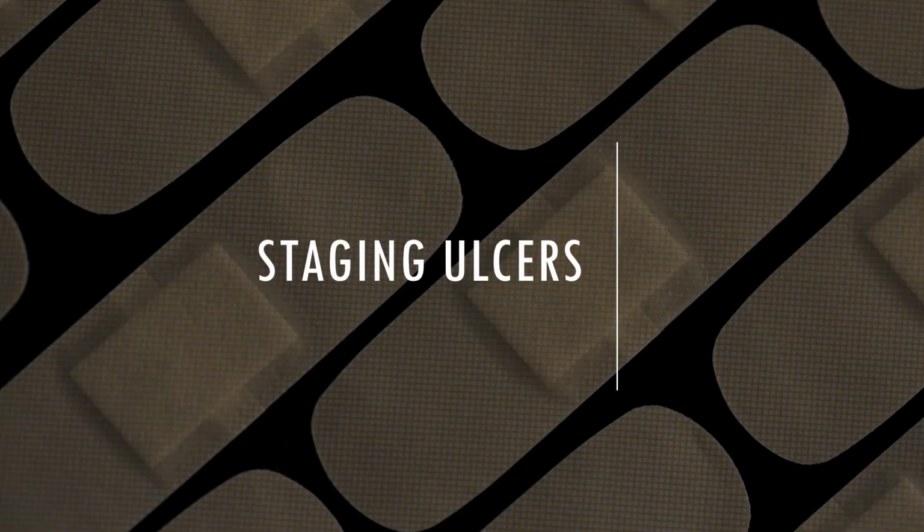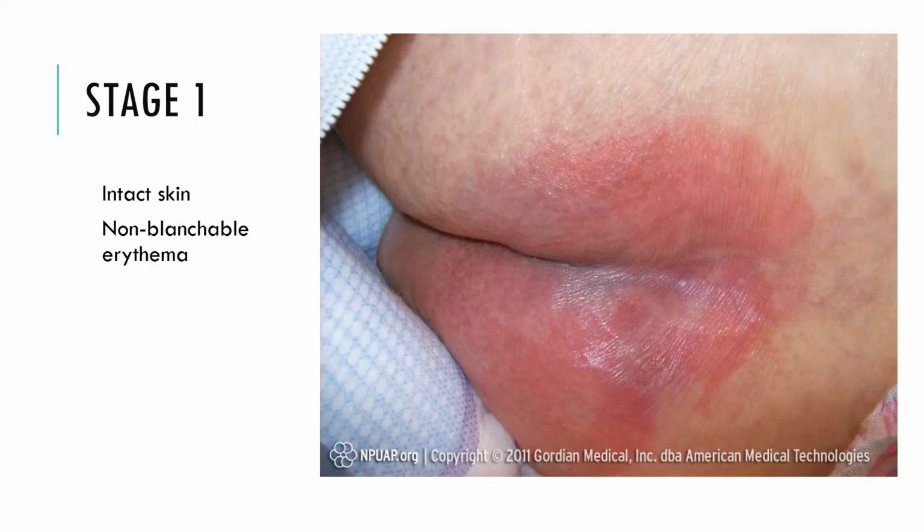Next, we're going to talk about staging the ulcers. Staging ulcers provides a baseline against which a patient's plan of care can be evaluated. They can range from mild reddening of the skin to severely damaged tissue, and sometimes infection that extends into muscle and bone. Pressure injuries are usually divided into 4 stages. Stage 1: the sores are not open wounds. The skin may be painful, but it has no breaks or tears.